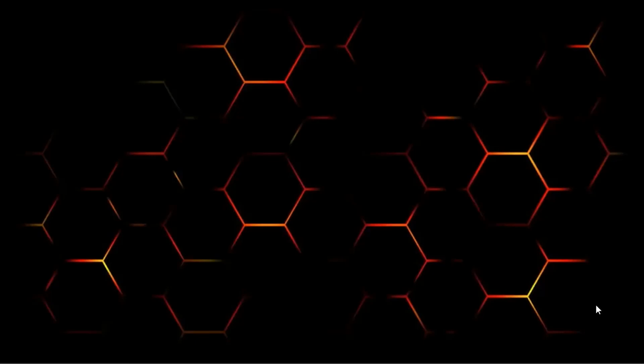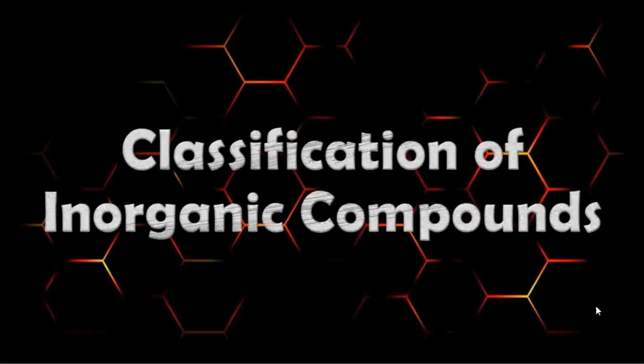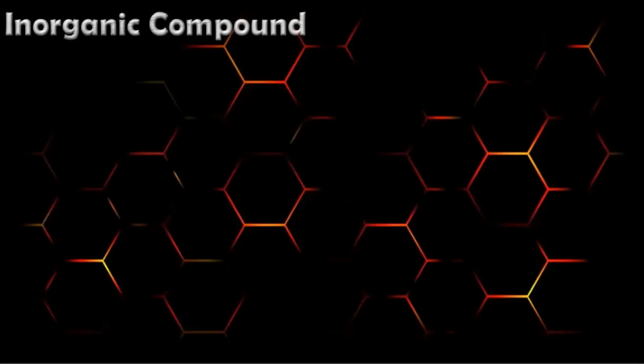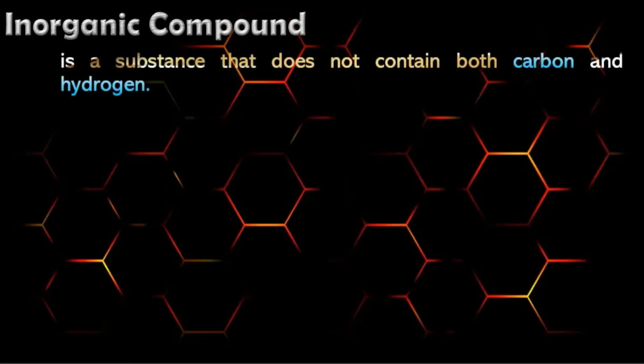Hello, today's video is all about classification of inorganic compounds. An inorganic compound is a substance that does not contain both carbon and hydrogen. And this inorganic compound can be classified as base, acid, salt, and oxide.